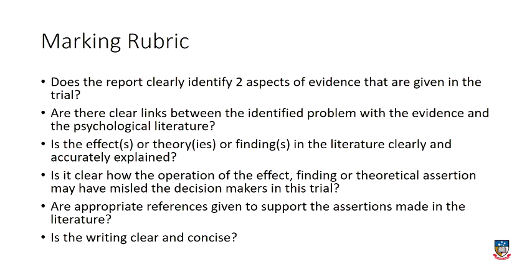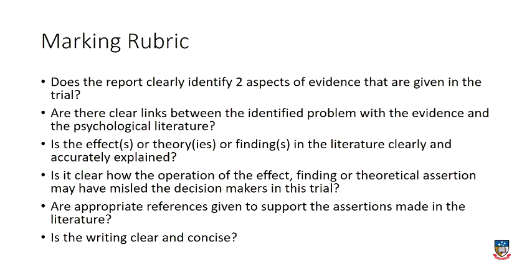So the first thing is, does your report clearly identify two aspects of the evidence that are given in the trial? So have you actually picked things that were in the trial and not made them up? That's why I said don't infer, try to go on what's in front of you as much as you can. And I've said aspects of evidence, so you could say I'm going to take identification evidence and confession evidence, or you could take one piece of the important evidence and interrogate two aspects of it. It's up to you, and given the amount of time you've got, you might want to limit it down. But to be honest, I'm just really looking forward to seeing what you come up with.